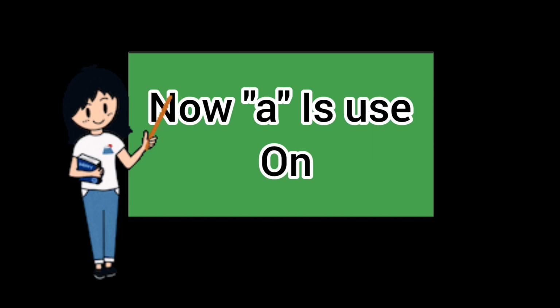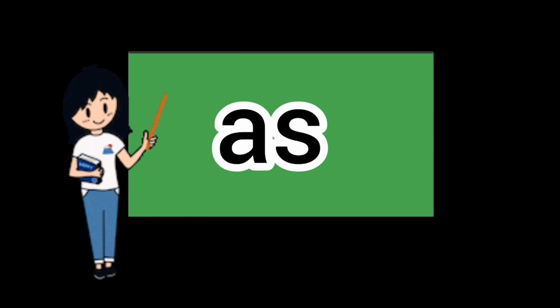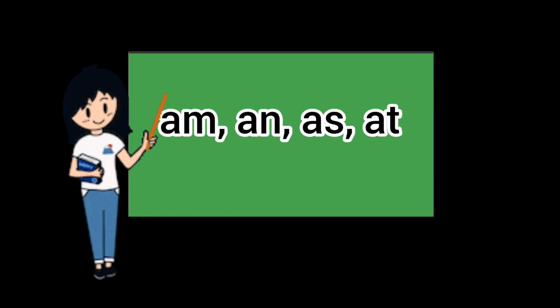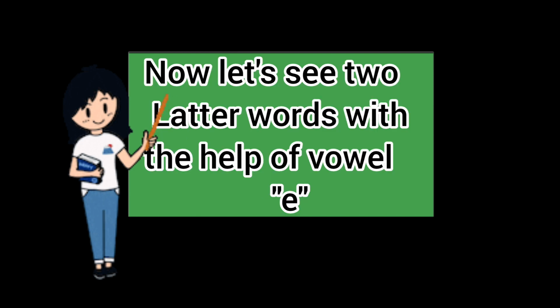Now A is used in: A, M, am. A, N, an. A, S, as. A, T, at. Let's repeat. A, M, am. A, N, an. A, S, as. A, T, at. We have seen all these two-letter words with the vowel A. Now let's see two-letter words with the help of vowel E.